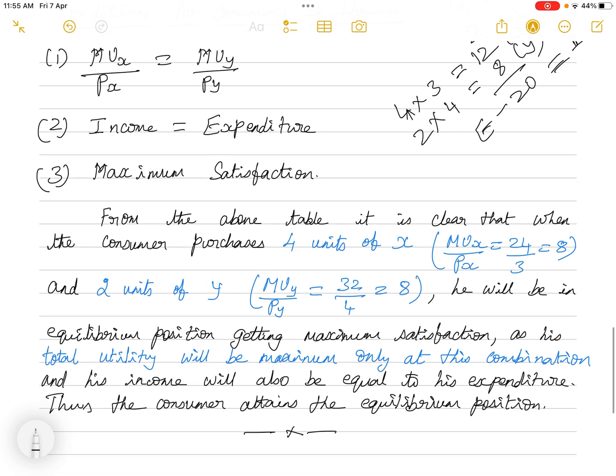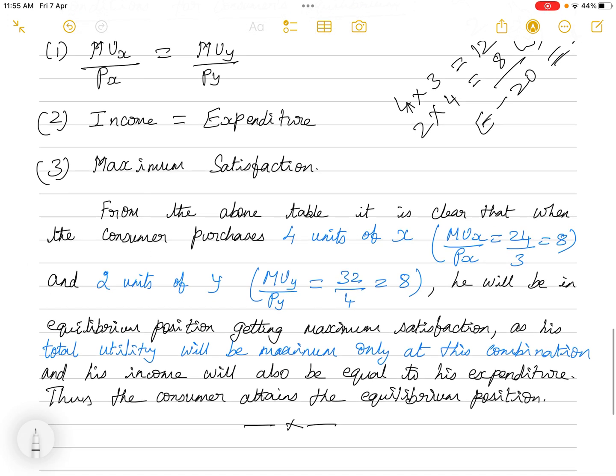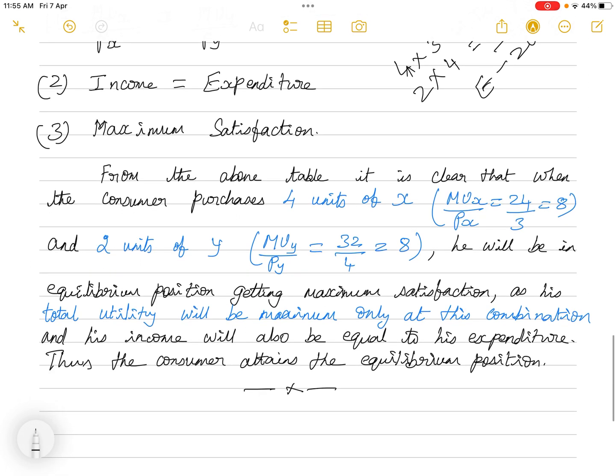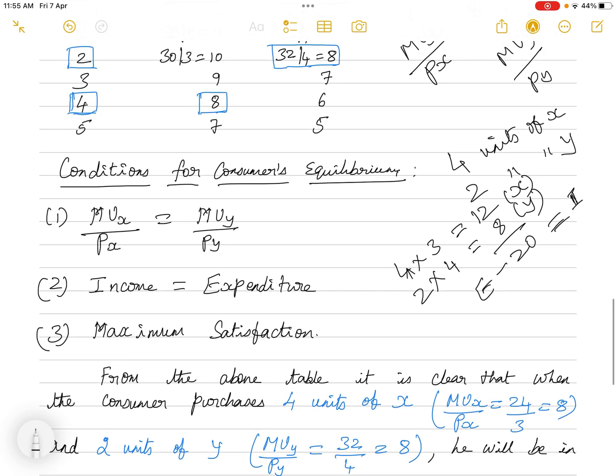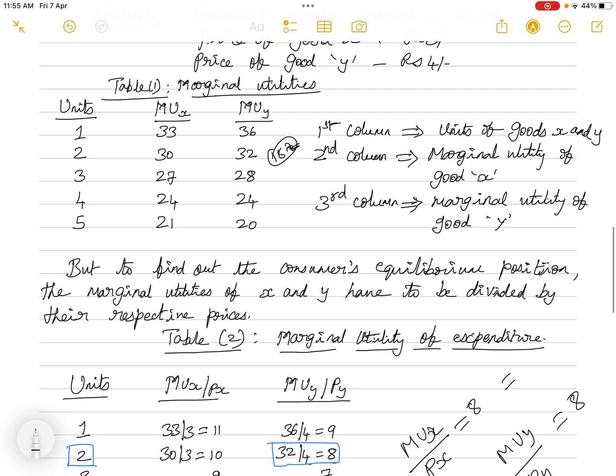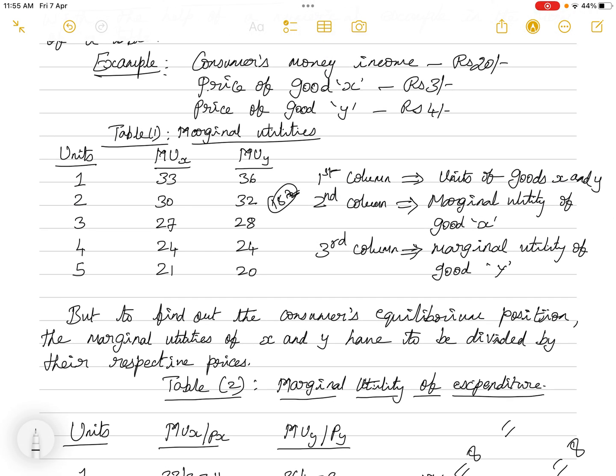So all the 3 conditions are satisfied. MU of x divided by price of x is equal to MU of y divided by price of y. His income is also equal to expenditure: 20 rupees income, 20 rupees spending, and maximum satisfaction, that is, the total utility will be maximum. So the consumer attains the equilibrium position. Okay, so this is the law of equi-marginal utility.